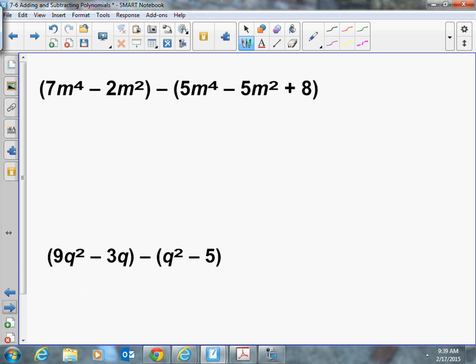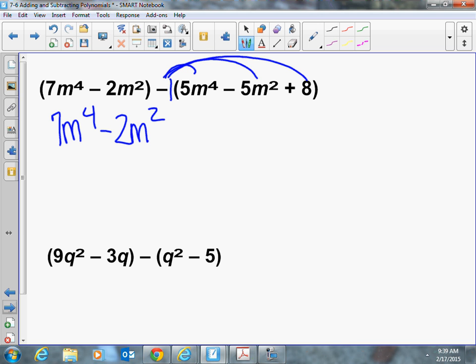2 polynomials being subtracted. I write a negative 1 and then I distribute. If I don't write in that negative 1 and maybe draw those little arches, I'm going to forget. My first binomial stays the same. It's not affected by the negative 1 that's being distributed. Negative 1 times a positive 5m to the 4th is minus 5m to the 4th. Negative 1 times negative 5m squared is positive 5m squared. Negative 1 times 8 is minus 8.